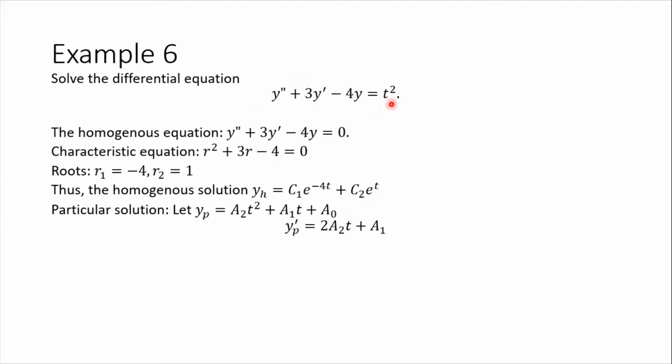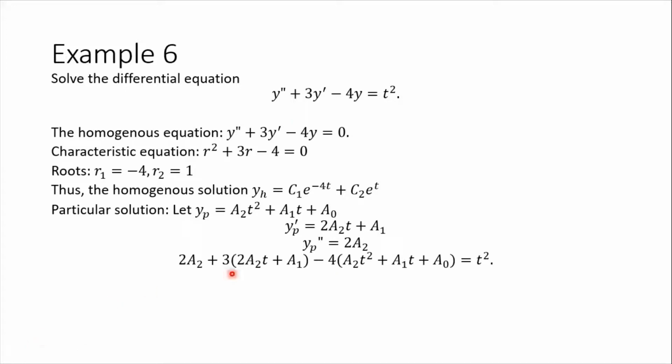And of course, to substitute back to the original equation, we have to find out what is the y prime and the y double prime. We already assume that the y is this one. What about the y prime? The y prime will be the derivative of this, of course, 2a2 times t, right? What about the derivative of this? It will be just a1, right? Okay, so now we have to find again the second derivative. So what is the yp double prime? Yp double prime will be, of course, the derivative of this will be 2a2, the derivative of this will be 0, right?